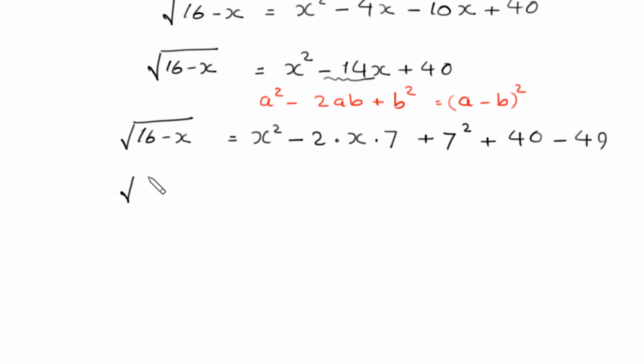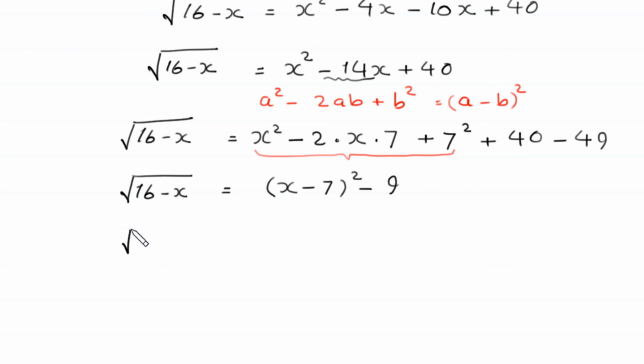Next, square root of 16 minus x is equal to, by using this algebraic identity, this x squared minus 2 times x times 7 plus 7 squared will become x minus 7 whole squared, minus 40 minus 49 will become 9. Next, square root of this 16 can be written as 9 plus 7 minus x is equal to x minus 7 whole squared minus 9.